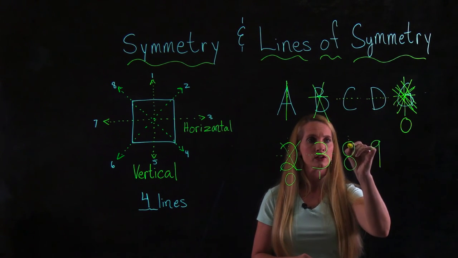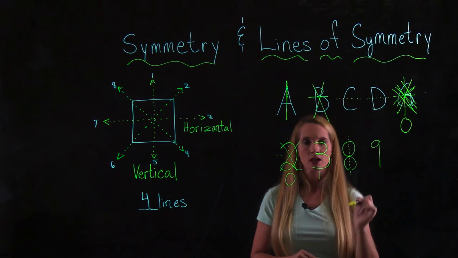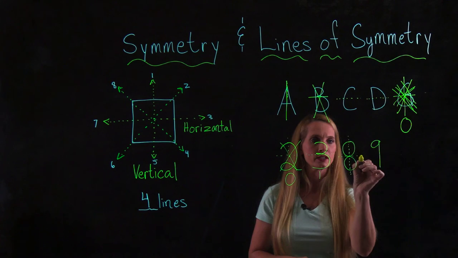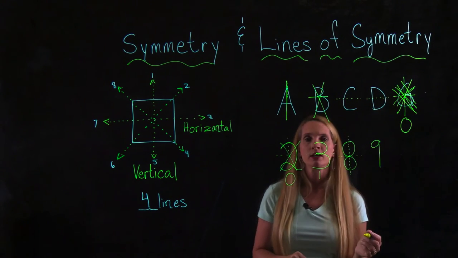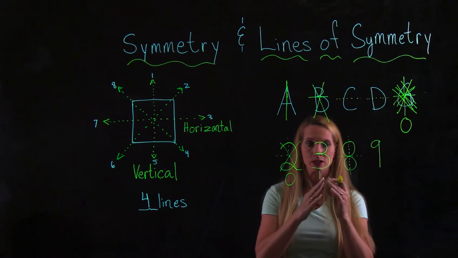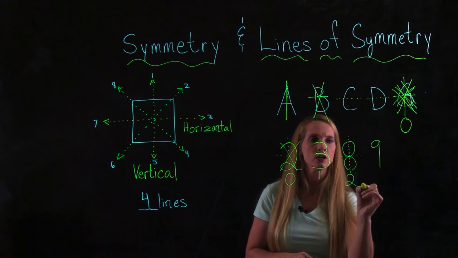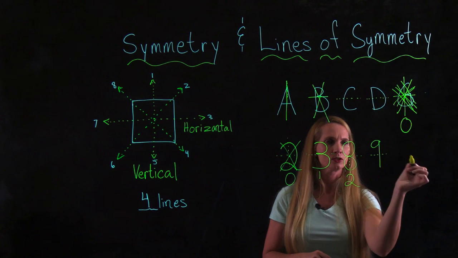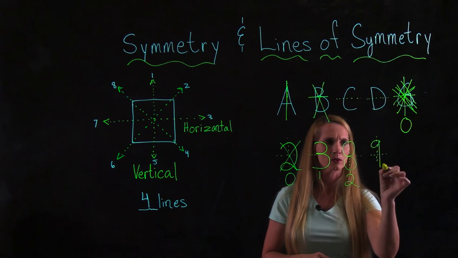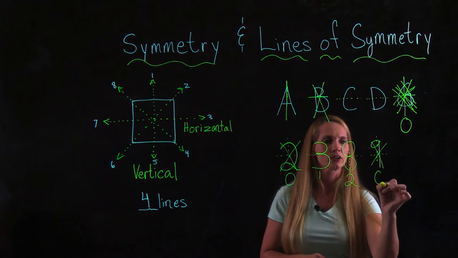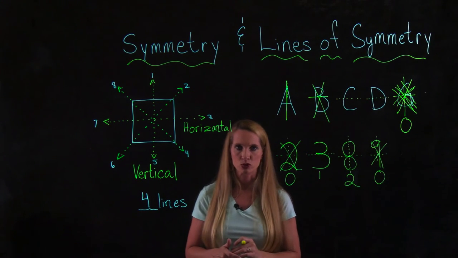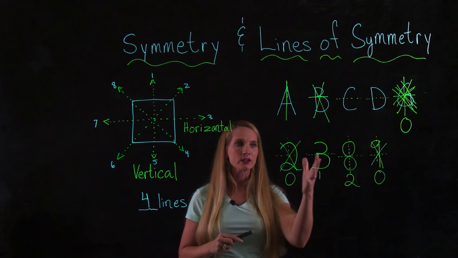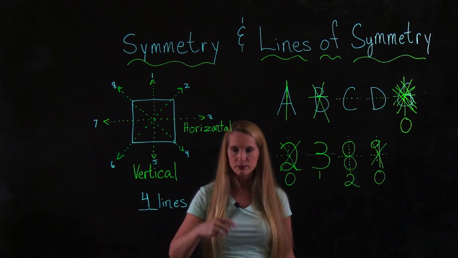I could take it here and fold it in half, and it's going to be pretty symmetrical. And I could take it and fold it top to bottom and find another line of symmetry to make it symmetrical. So I'm going to say 2 lines of symmetry for my number 8. And then 9, if I try to do it this way or this way, it wouldn't work. So there again, I have 0 lines of symmetry. So that's just your lines of symmetry, looking at different letters, different numbers, different shapes.